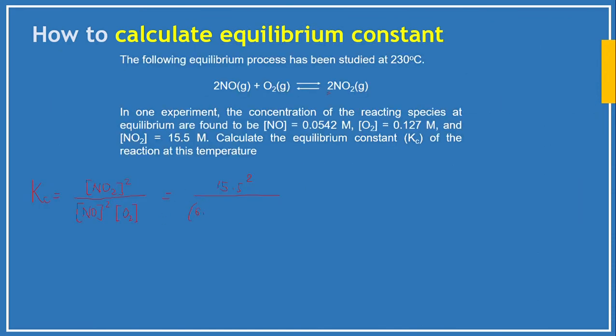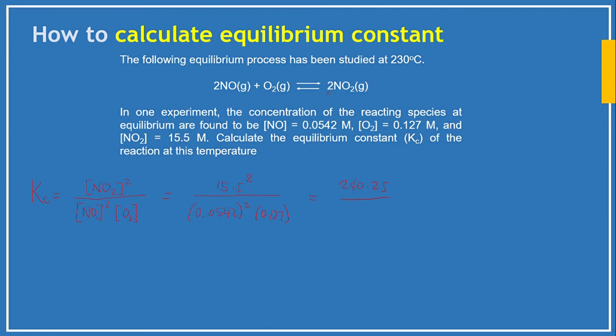Sorry. Bayan natin muna ito. 6 na siya. So, 0.0542 squared times, ang O2 natin ay 0.127. Okay? So what is 15.5 squared? So 15.5 squared is 240.25 over, square natin ito, then multiply kagad natin dyan sa katabi.